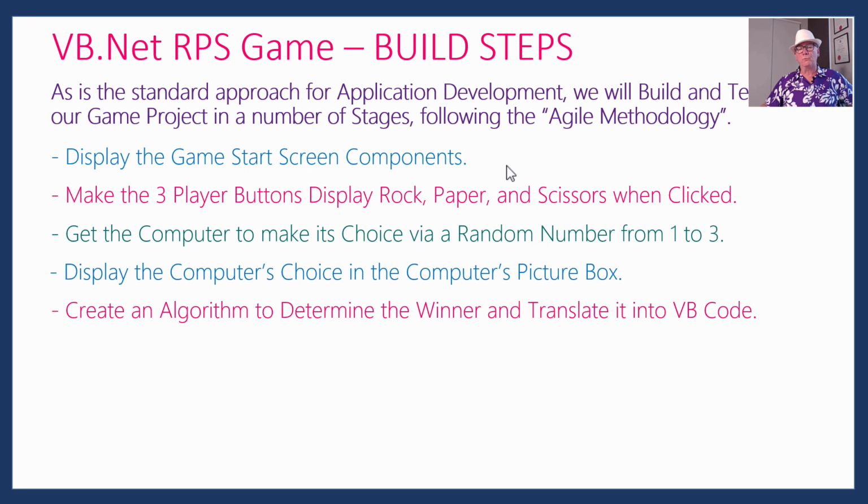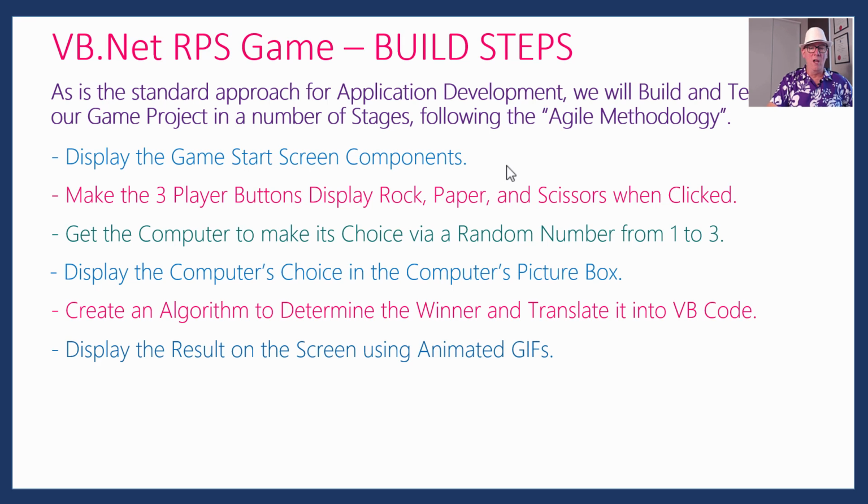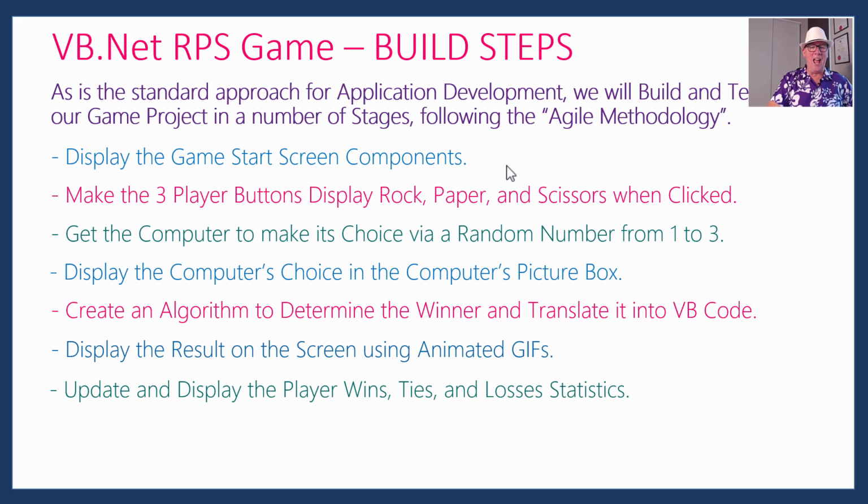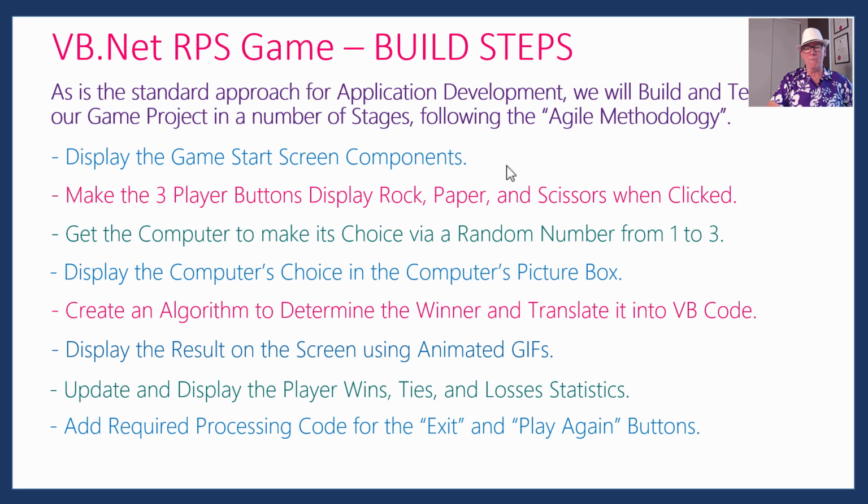And then we need to create an algorithm to work out if there's a winner or if it's a tie game, okay? And then we translate that algorithm pseudocode into VB code. We're going to display the result on the screen using those nice flashing color animated GIFs that we showed you. And we're going to update and display those statistics in the bottom right hand corner. That's another win for the player, so give them another counter there that they've done another win. Add the required processing for those 2 buttons, the exit button and the play again button. And the last thing we'll do is add those WAV file sound effects into the game, all right, which make it really nice and interesting as well.